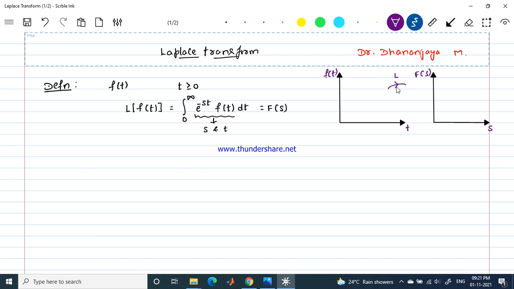Laplace transform transforms the problem from the t, f of t coordinate system to the s, F of s coordinate system, where we find the solution for that problem, and we will write the solution for the problem which is posed with the help of inverse Laplace transform.